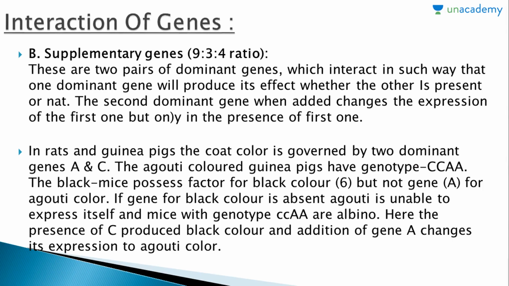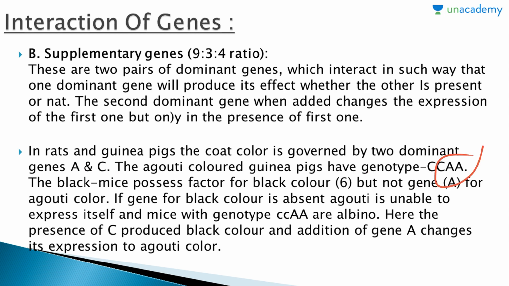So moving forward, supplementary genes, 9:3:4 ratio. These are two pairs of dominant alleles which interact in such a way that one dominant allele will produce its effect whether the other is present or not. The second dominant gene, when added, changes the expression of the first one, but only in the presence of the first one. Now in rats and guinea pigs, the coat color is governed by two dominant genes, that is capital A and capital C. The agouti colored guinea pigs have genotype capital C, capital C, capital A, capital A.